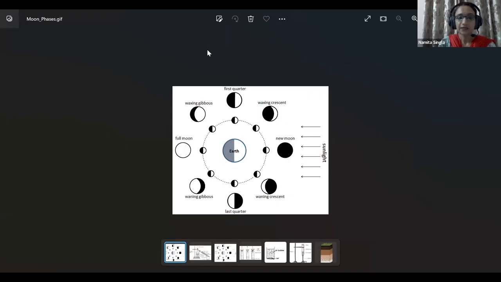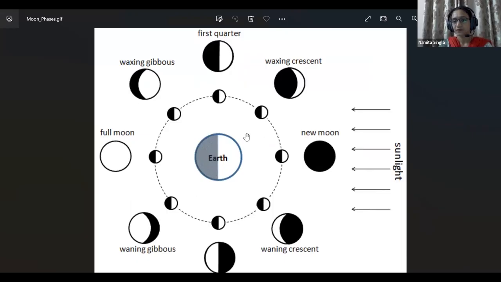Now, students, kindly confirm you are able to see this picture of the phases of the moon. Yes, ma'am. Ma'am, I can't see. We can see, ma'am. Fine, students, please now keep yourself muted.